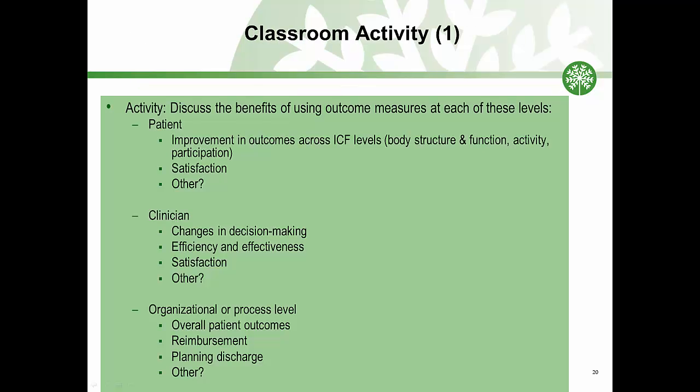Okay, classroom activity 1 is you can discuss the benefits of using outcome measures at each one of these levels: patient, clinician, and organizational process. Using the ICF worksheet to prepare an initial outcome plan with two assessments in each category would be very beneficial. This could be done as an interdisciplinary activity, or the measures could be done by different team members.